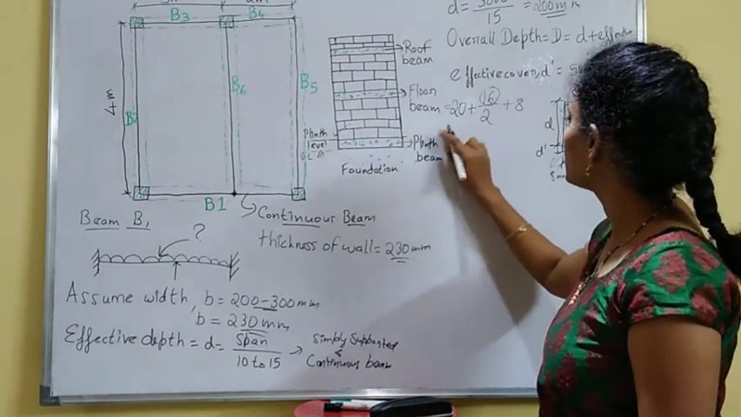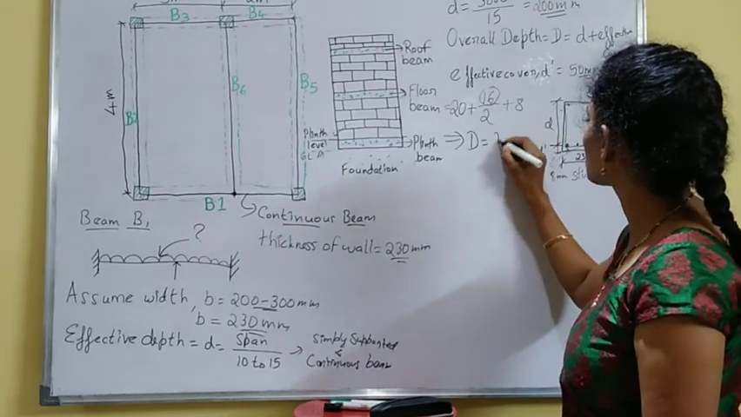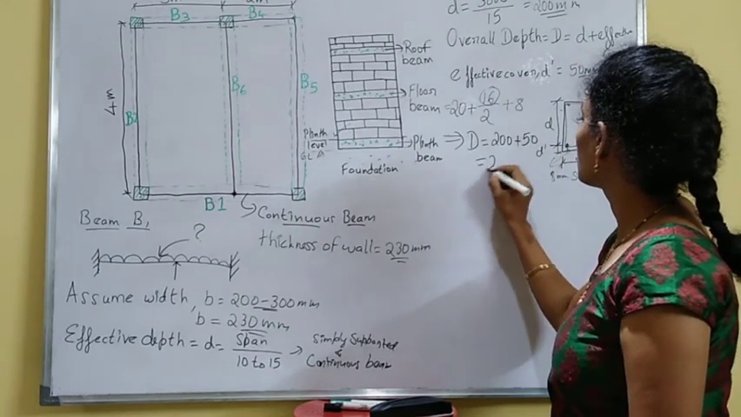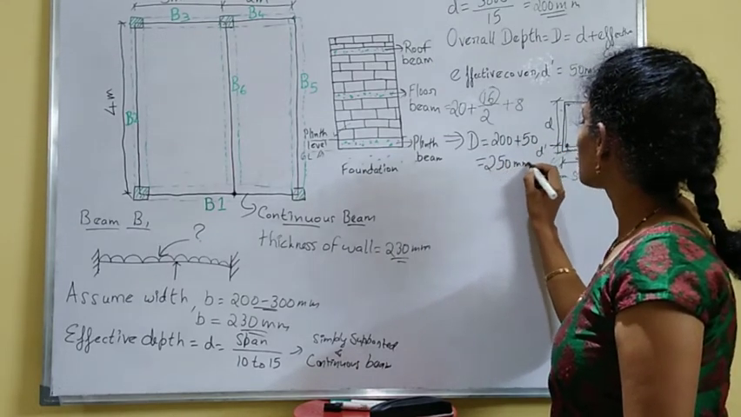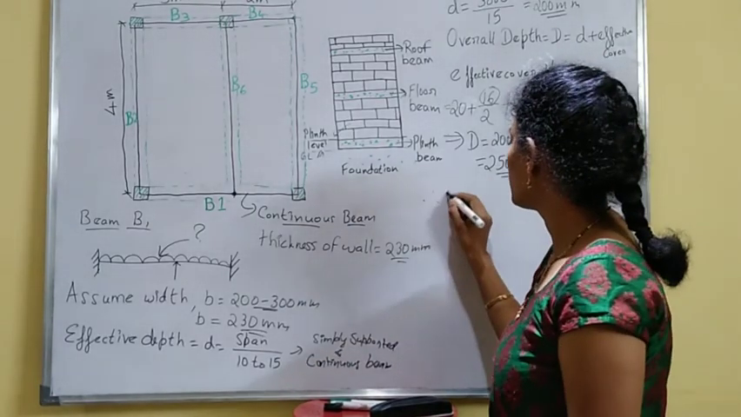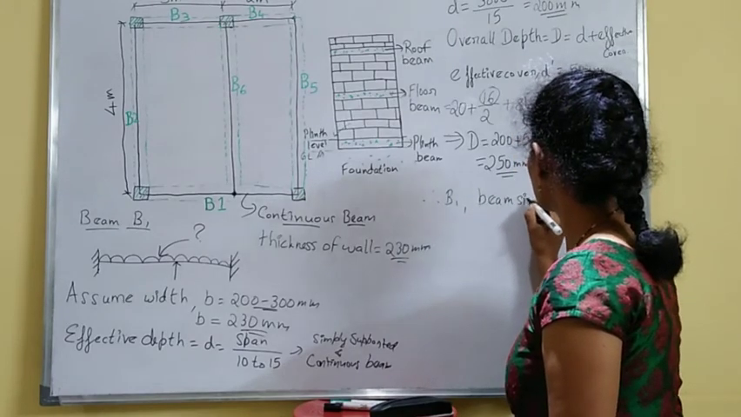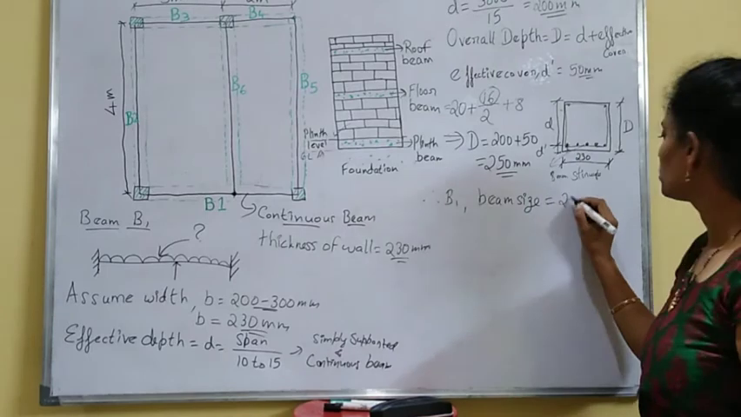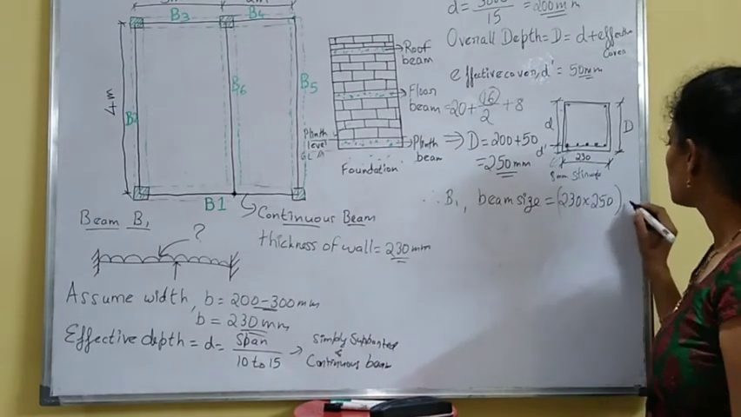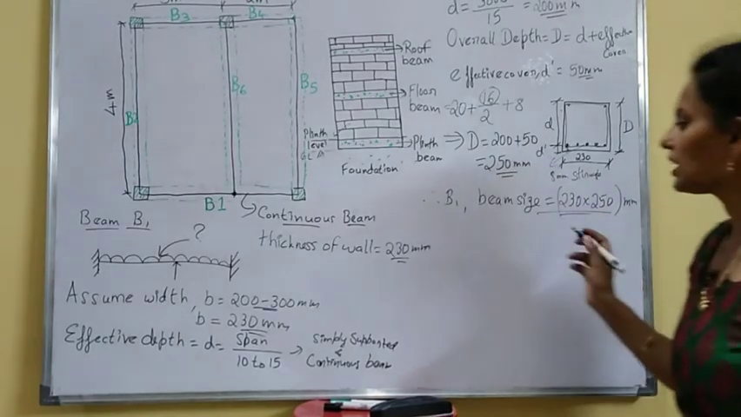So your overall depth will be D, which is nothing but small d, 200, plus d dash, 50. So overall depth is nothing but 250 mm. Therefore, B1 beam size is 230 mm width and 250 mm overall depth. This is the beam size which you are going to consider.